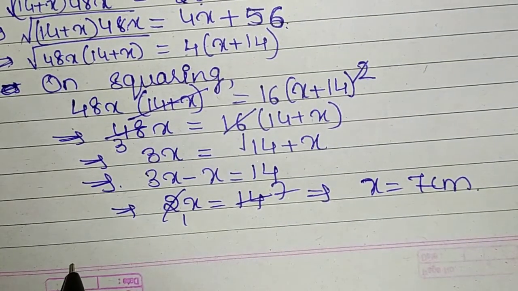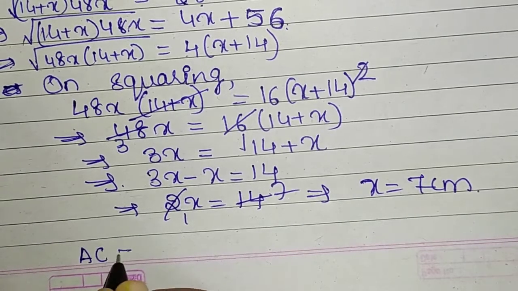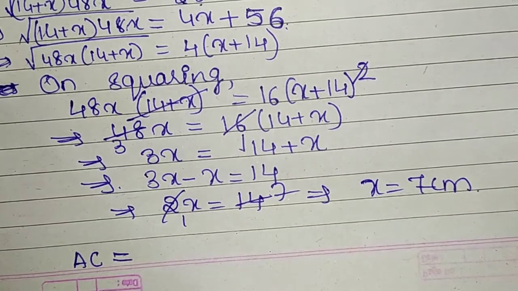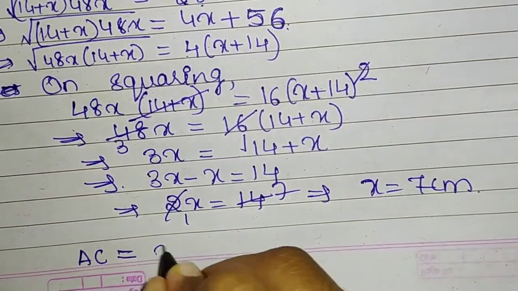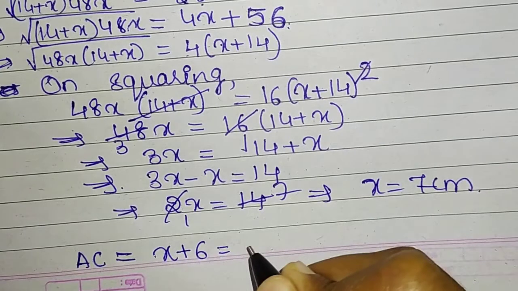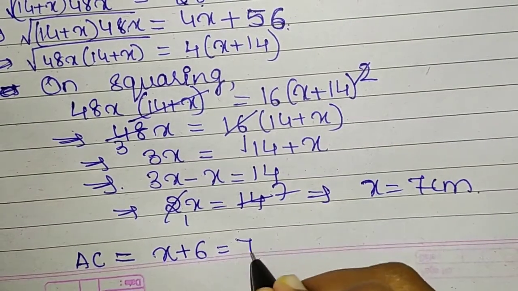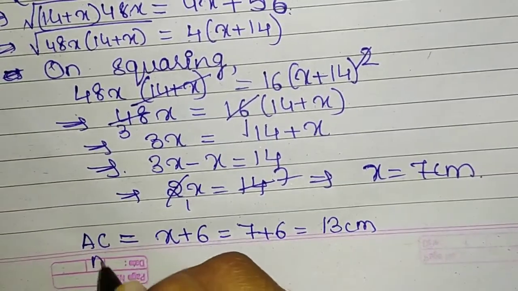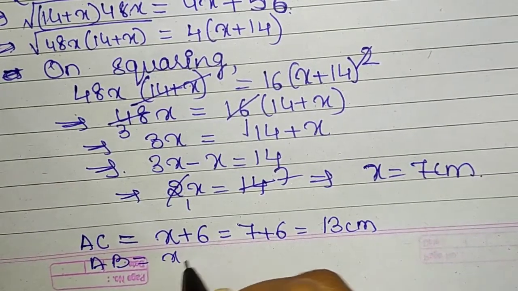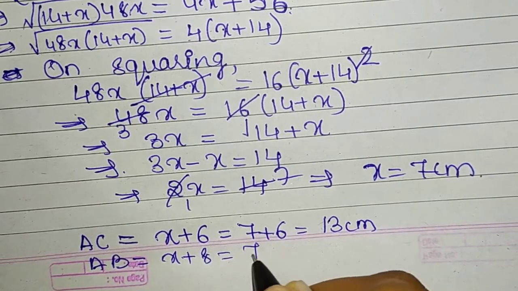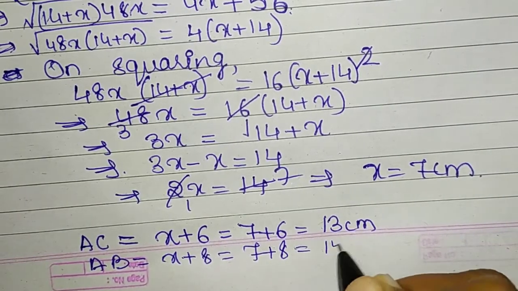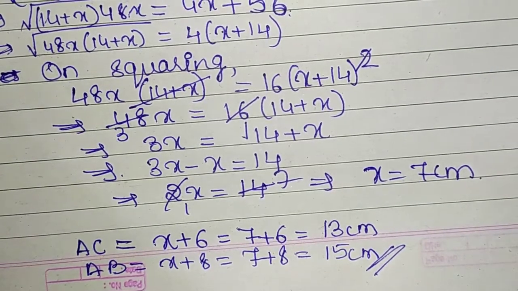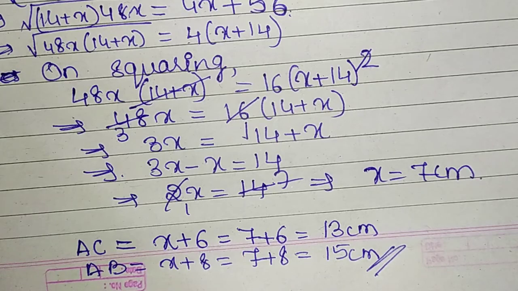So now we know that we have to find the sides of the triangle, not just x. So AC is equal to x plus 6, which is equal to 7 plus 6, which is equal to 13 centimeters. And similarly AB is equal to x plus 8, which is equal to 7 plus 8, which is equal to 15 centimeters. So these are the sides of the triangle which is circumscribing the circle.